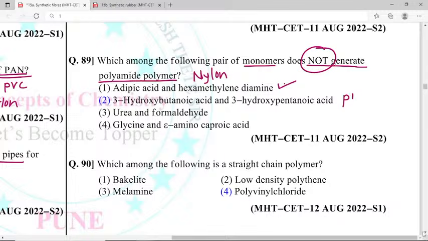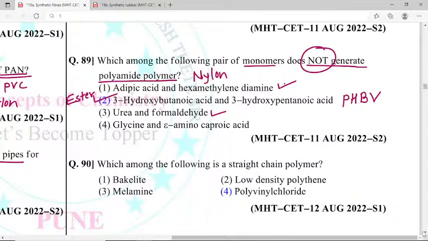Yes, this is PHBV. We found the answer: PHBV, and it has ester linkages. What kind? Ester linkages, not amide linkages. So this is ester linkage, and the others have amide linkages. Urea formaldehyde: urea contains nitrogen, so it contains the nylon linkage. Nylon means polyamide. And this is glycine and that's epsilon aminocaproic acid.